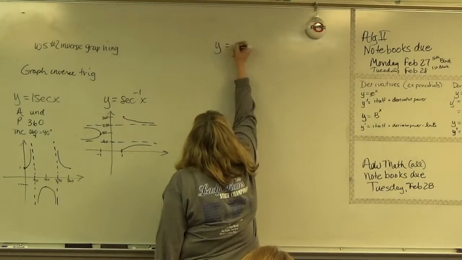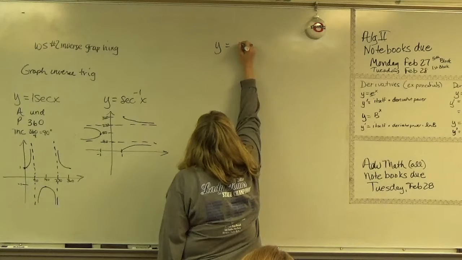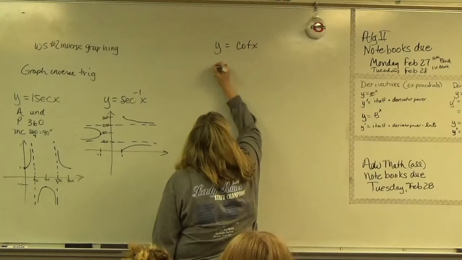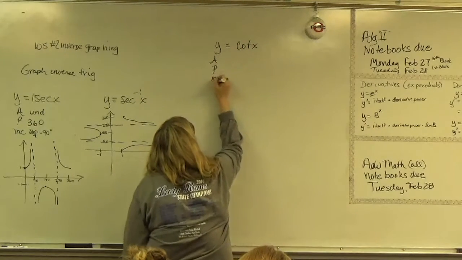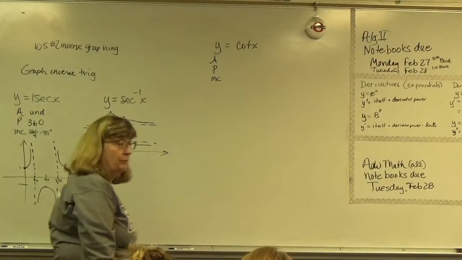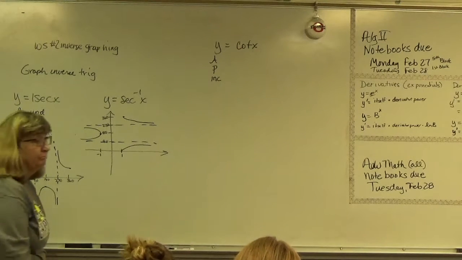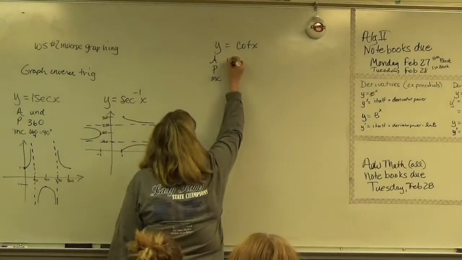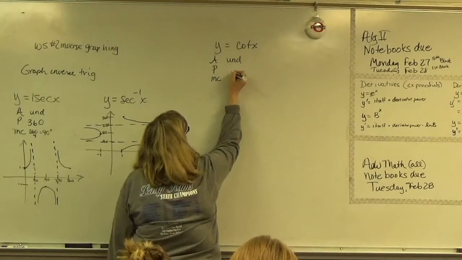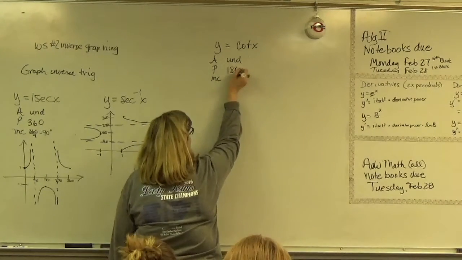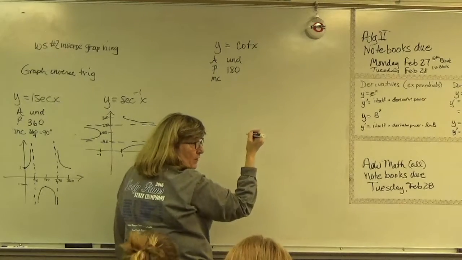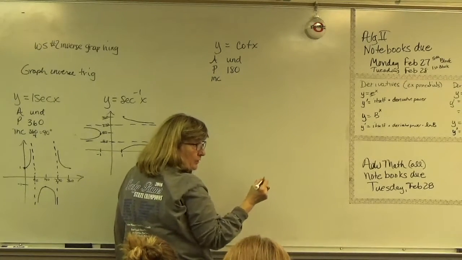Well, let's do another one. Let's do the cotangent curve. So y equals cotangent of x. What's the amplitude? Zach, what's the amplitude and period on cotangent? Undefined. And what's the period? 360. 180. 180, yes. And the increments would be divided by 2 because it's the oddball, right?